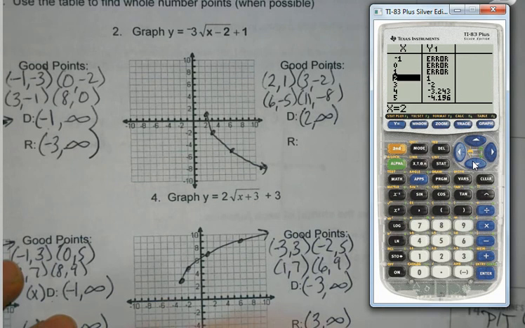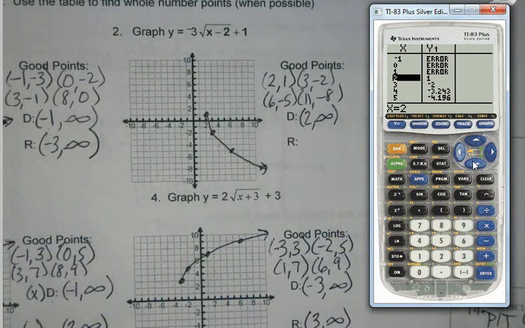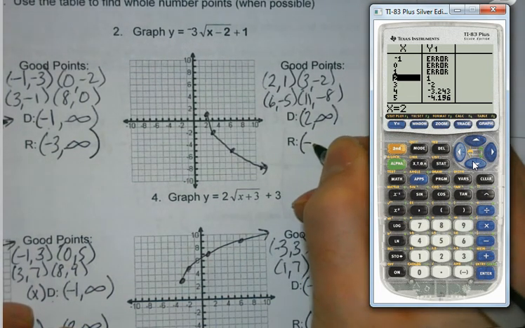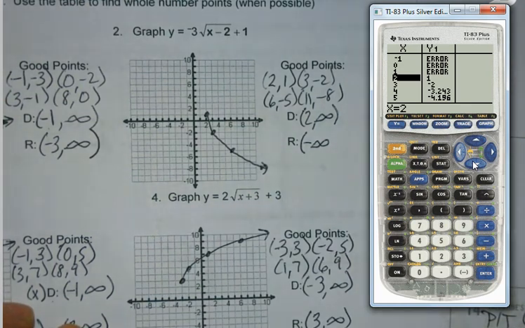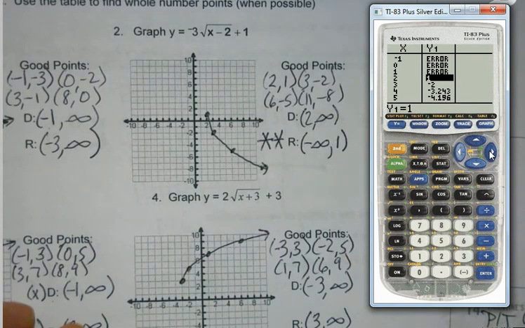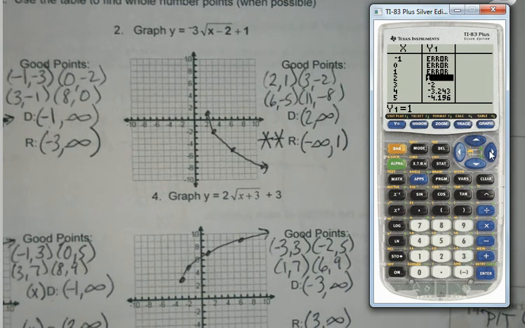My range isn't going up anymore. It's going down forever. If you see something going down forever, the opposite of going positive forever is going negative forever. So negative infinity. And then I still am going to use the one that's there. Okay? This is the one exception to everything we do. If you get a graph that opens down, your range has that one tweak. Otherwise, this never changes at all. Never, never, never, ever.